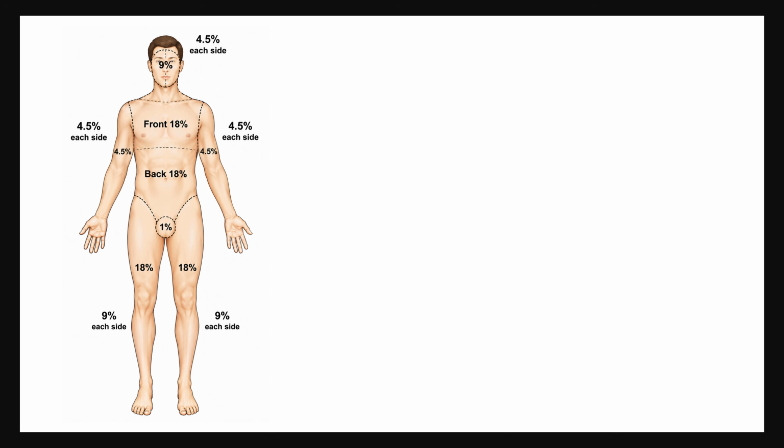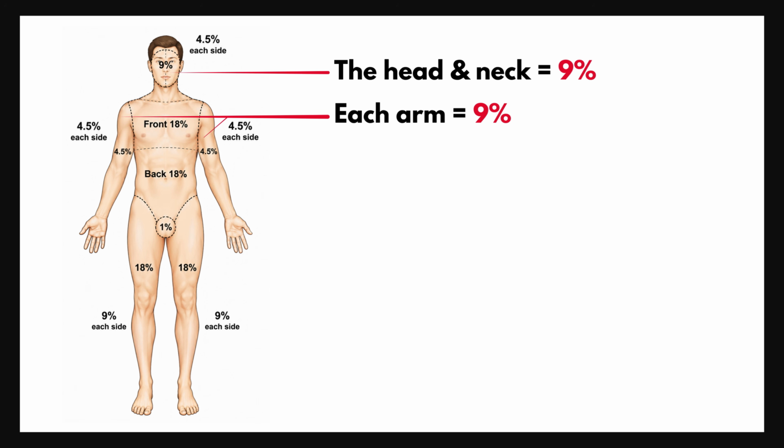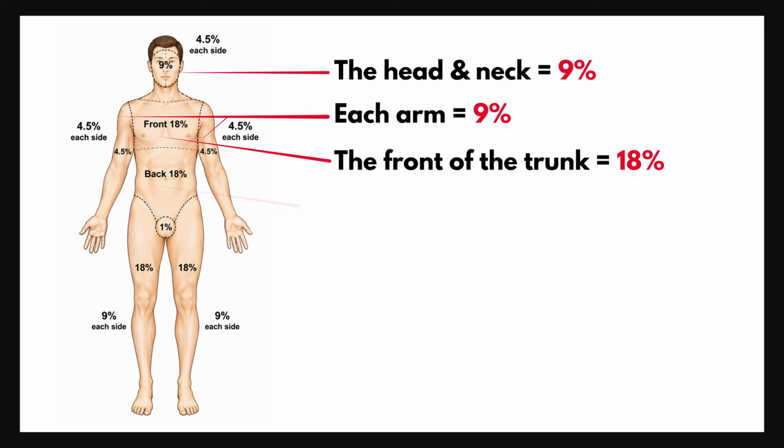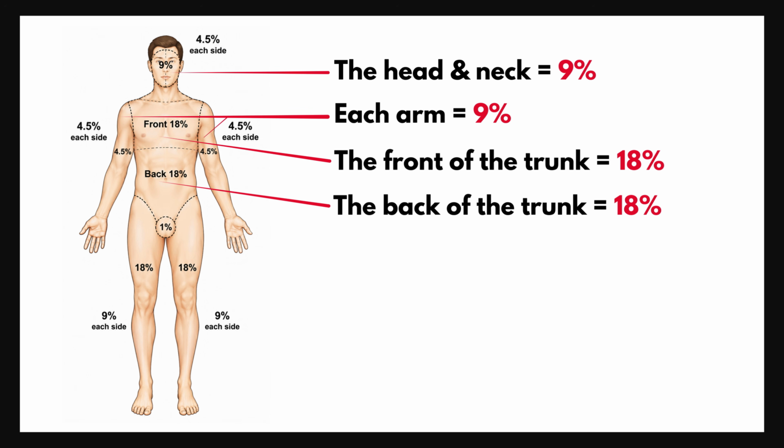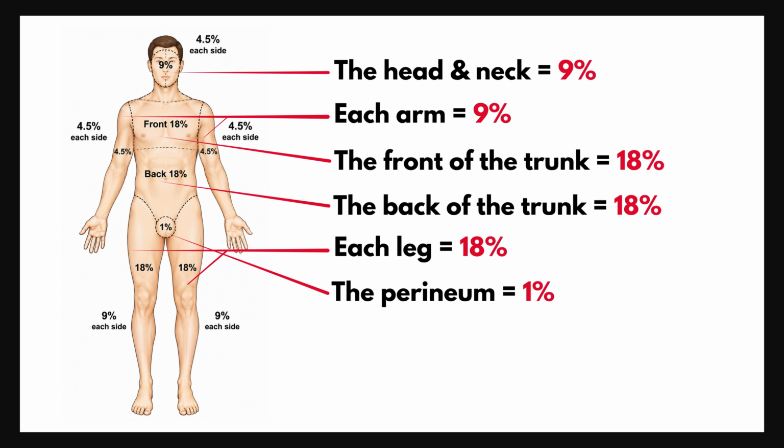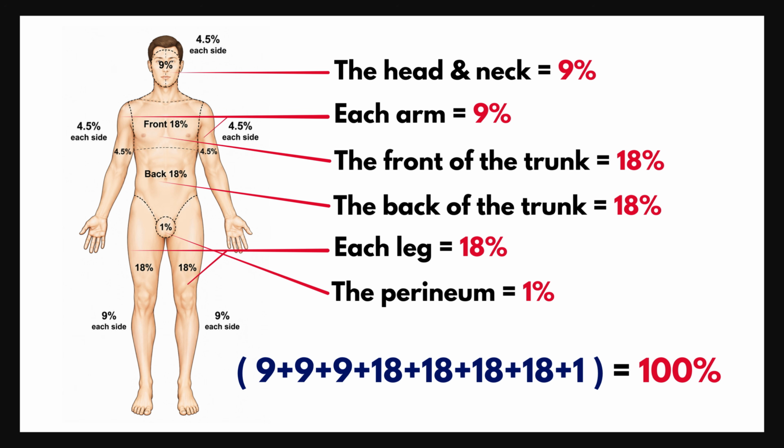In a typical adult, the head and neck equal 9%. Each arm equals 9%. The front of the trunk equals 18%. The back of the trunk equals 18%. Each leg equals 18%. And the perineum equals 1%. Add everything together and we get 100%.